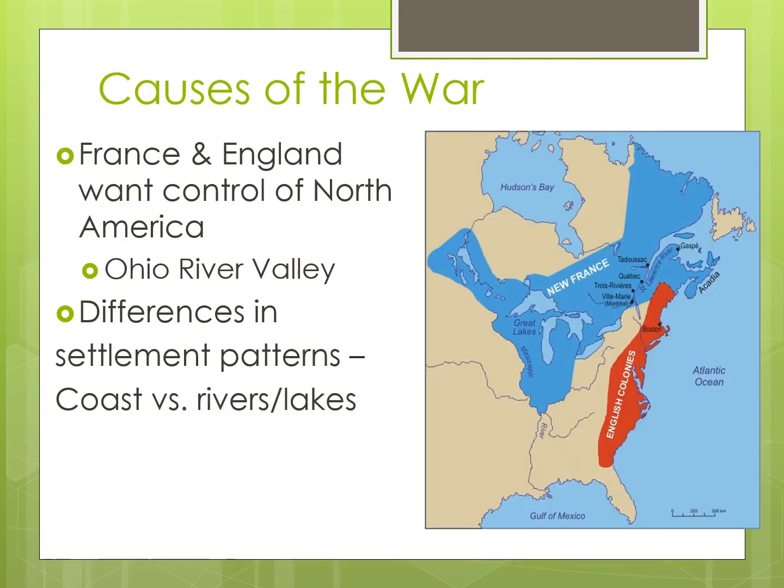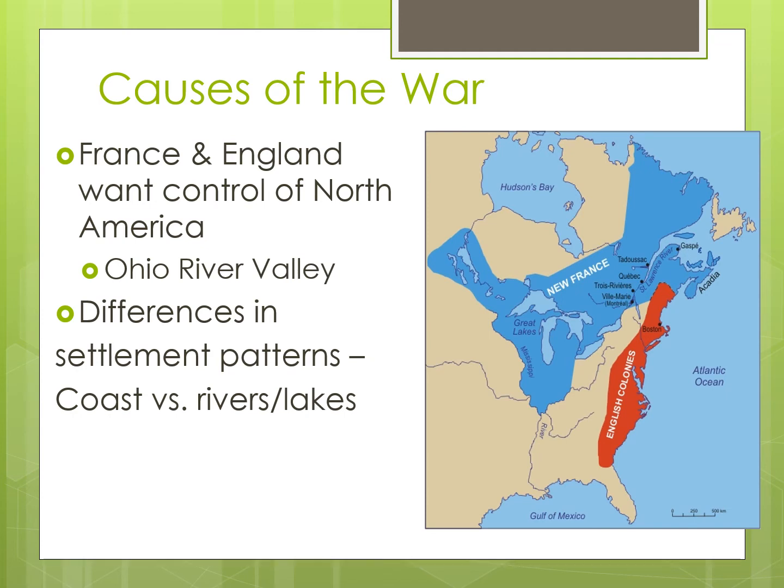By the middle of the 1700s, this long-standing rivalry between England and France had really intensified. Each side wanted the other out of North America. They wanted to be fully in control of North America. In particular, the French had this region right here, the Ohio River Valley. It was rich, fertile farmland, and the English wanted it.